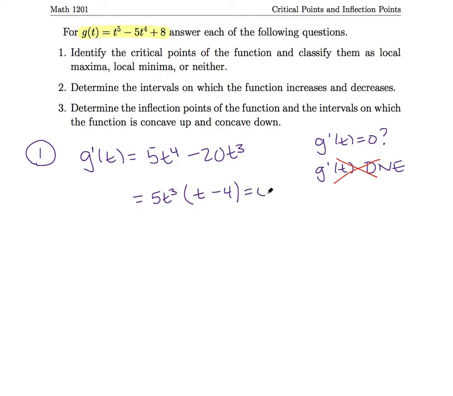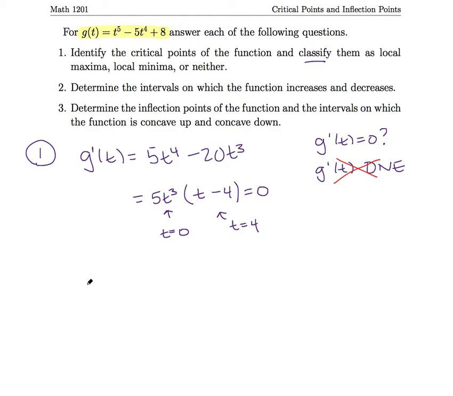I now set this equal to 0, and now that it's nicely factored, I can see that I have two values of t that give me a critical point. And so the first one is when t is equal to 0, and the second one, which I get from the second factor, is where t is equal to 4. All right, so now that I have my values of t, I can work to classify them.